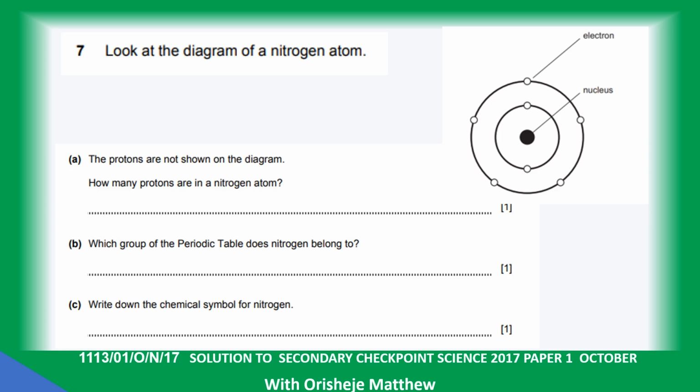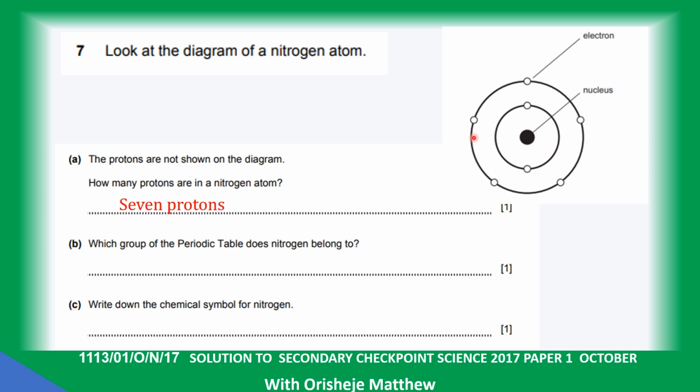Look at the diagram of nitrogen atom. The protons are not drawn in the diagram. How many protons are in nitrogen atom? The number of protons is always equal to the number of electrons. So you count 1, 2, 3, 4, 5, 6, 7. 7 protons.